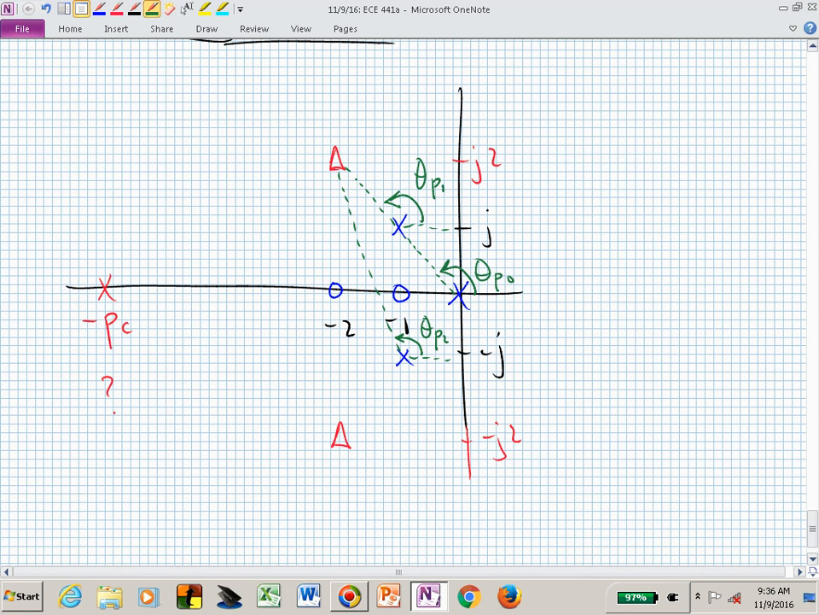Our zeros now have that angle contributed. Let's call this one theta sub z sub 1, and let's call this one theta z sub c. And let's call this angle, which we don't know, but that's the only angle we do not know in this formula, and we can then solve for it. Let's call that theta sub p sub c.